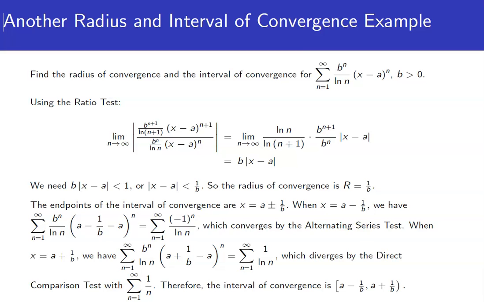In this video, we're going to look at another example of finding radius and interval of convergence of a power series. This one's going to have a little bit more general terms to it. It will be centered at a and have some constant b raised to the nth power, where we know we have a positive constant b so that the terms are not alternating.